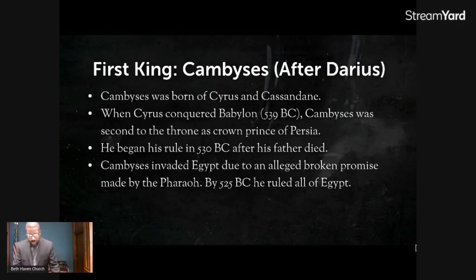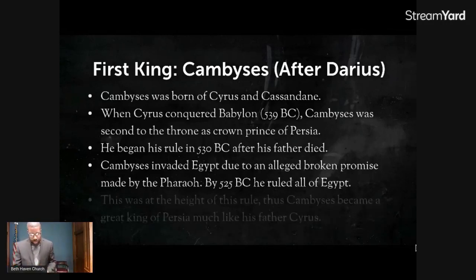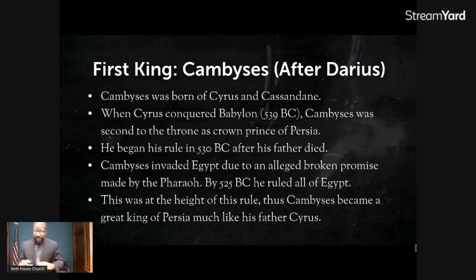However, Cambyses decided he was going to invade Egypt because there was a promise made by the Pharaoh of Egypt to give his daughter to Cambyses for marriage. Pharaoh did not make good on that promise, and so Cambyses decided he was going to invade Egypt. And by 525, he essentially ruled all of Egypt. At this point in history, this was the height of Cambyses' rule. And Cambyses, much like his father, became a great king of Persia and essentially ruled over this region. So this is one king that's mentioned in chapter 11, verse 2.